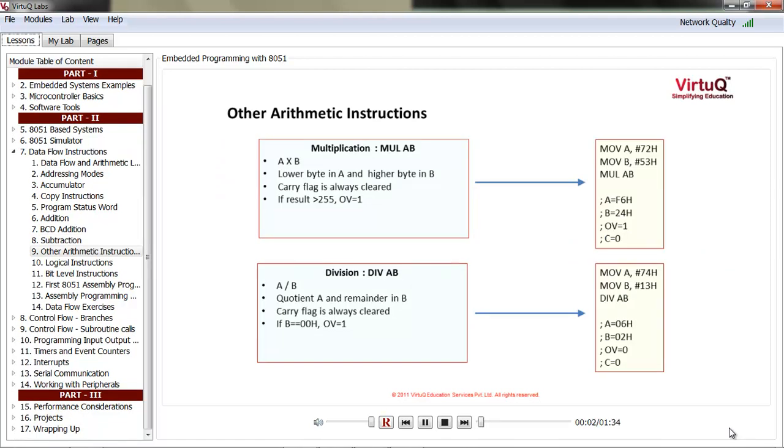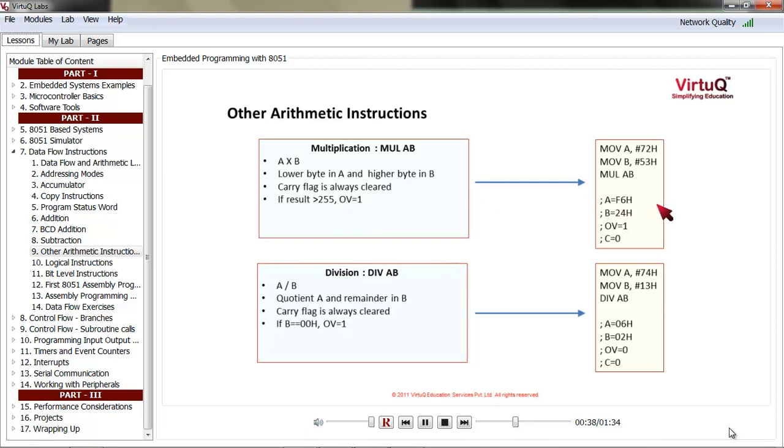For both multiplication and division, we require two registers. In 8051, it makes use of registers A and B for these operations. So let's look at multiplication first. The syntax is MUL AB, and in this case A will be multiplied with B. The result also goes into these two registers. The lower byte will be in A and the higher byte will be in B. Carry flag is always cleared, and if the result is more than 255, the overflow flag will be set.